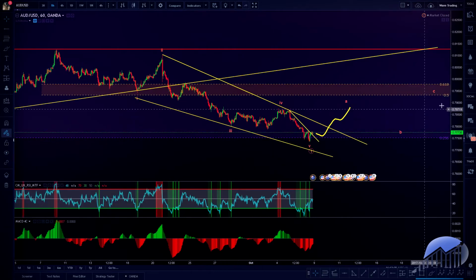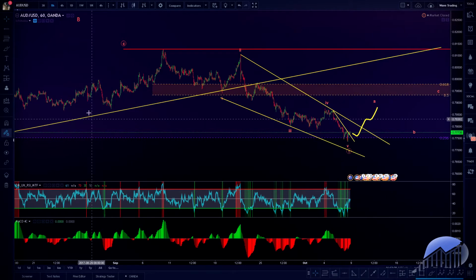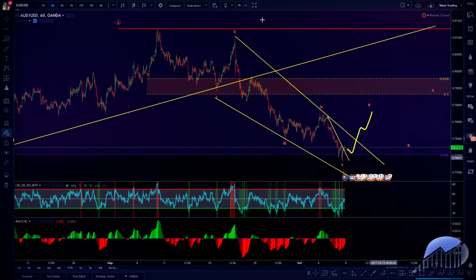So, like I said, 3, 3, 5 flats, right? So we've had this 3 here and then 3 up, and now we're expecting 5 down. We've had what looks like a 5-wave pattern.